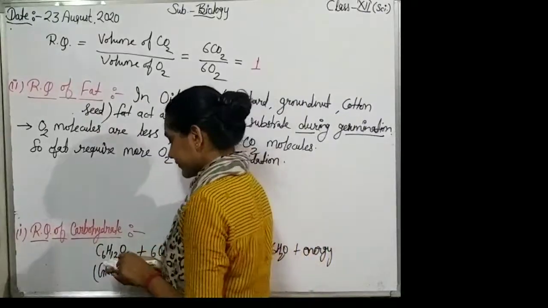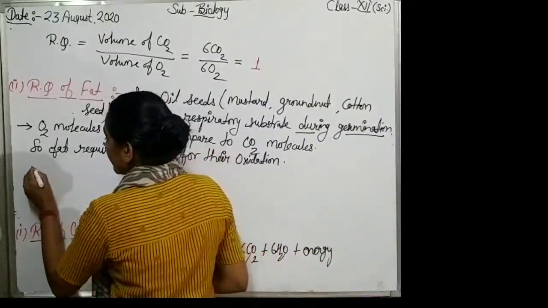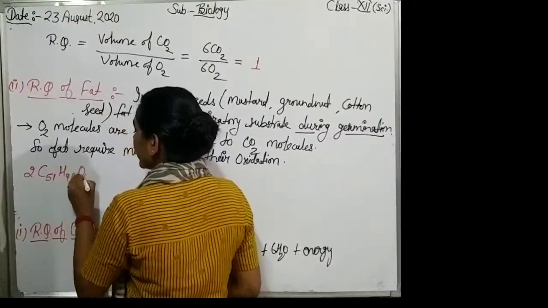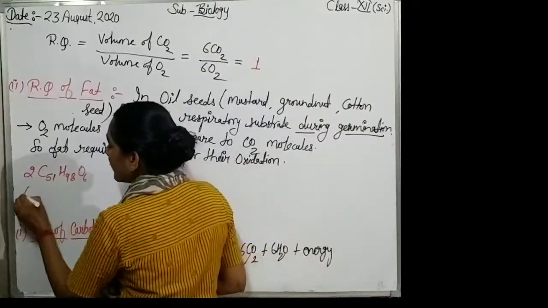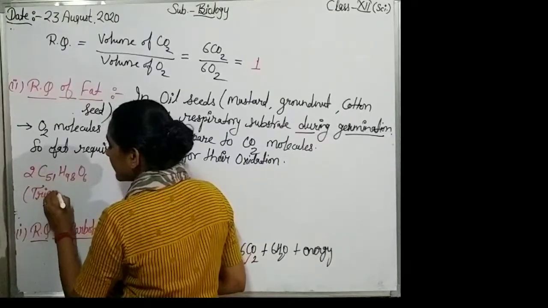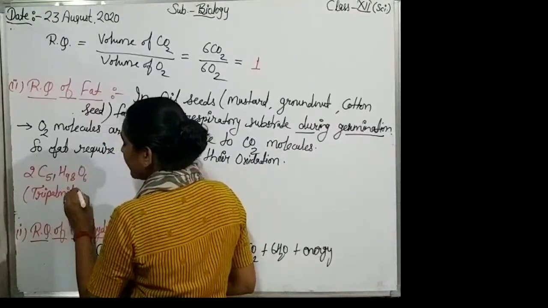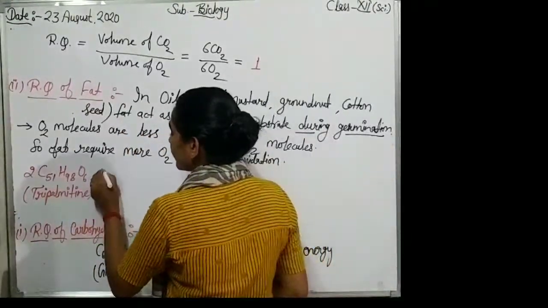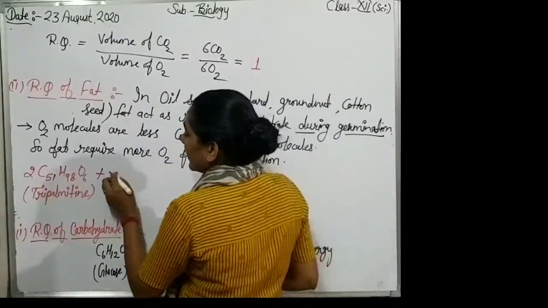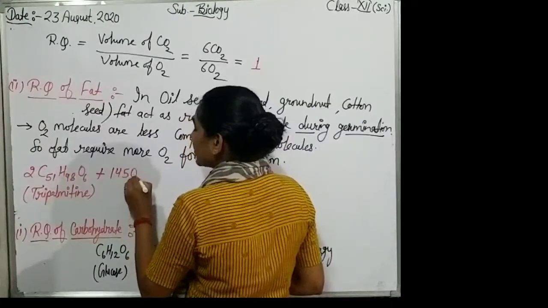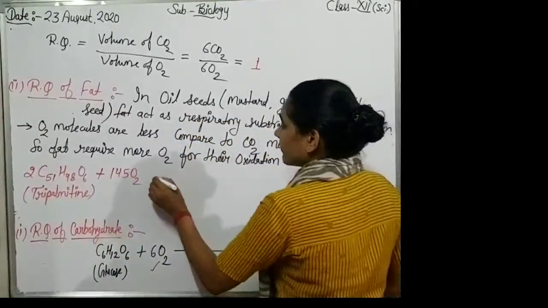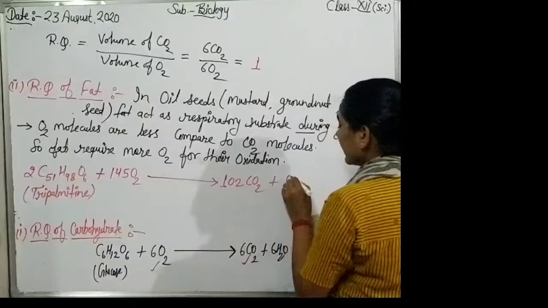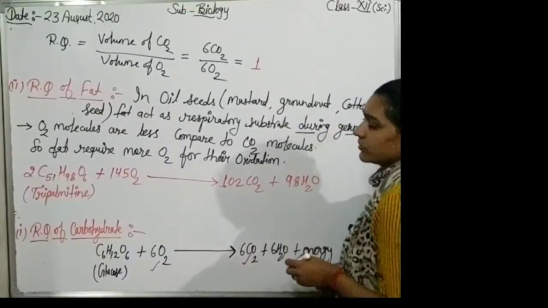Let's see. C55H98O6 is tripalmitin. Tripalmitin is the fat molecule which binds with 145 oxygen molecules and releases 102 CO2 molecules plus 98 water molecules. Okay.